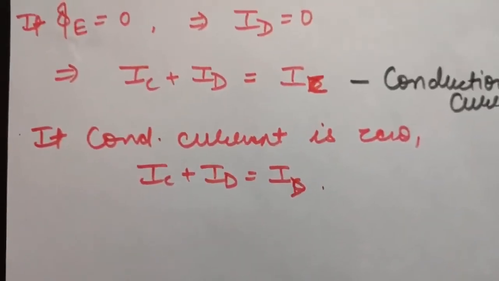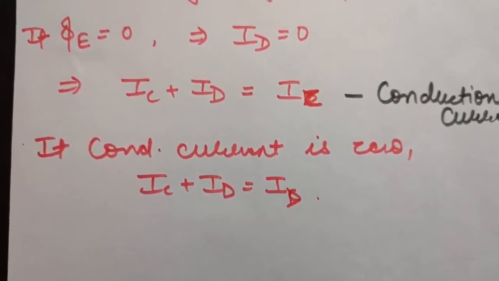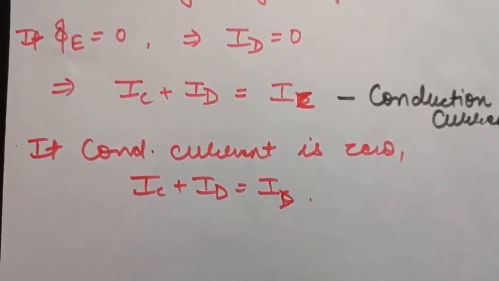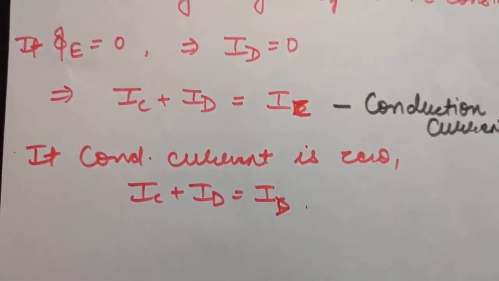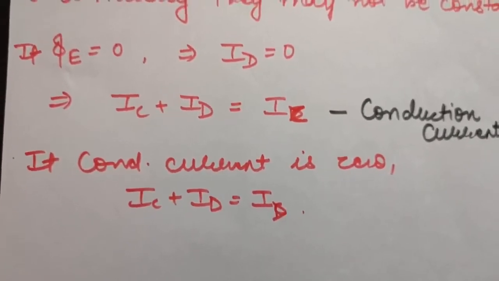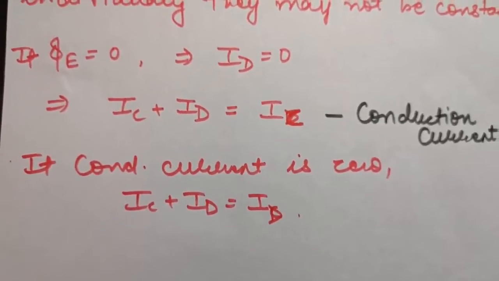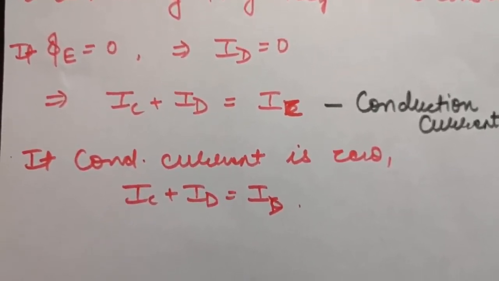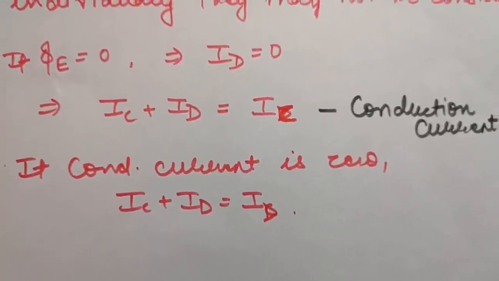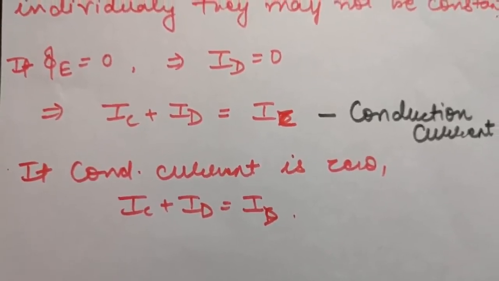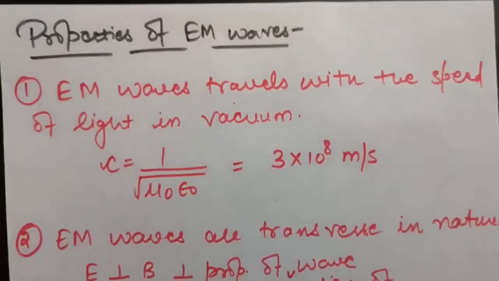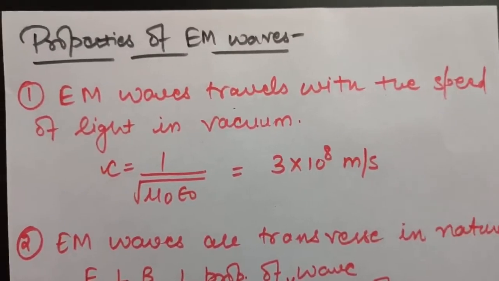Okay, so to conclude, we can say that the time varying electric and magnetic fields give rise to each other, and Maxwell concluded that the existence of electromagnetic waves is there in a region where electric field and magnetic field are changing with time. Okay, so now let us study more about electromagnetic waves. Let us study about the properties of electromagnetic waves.